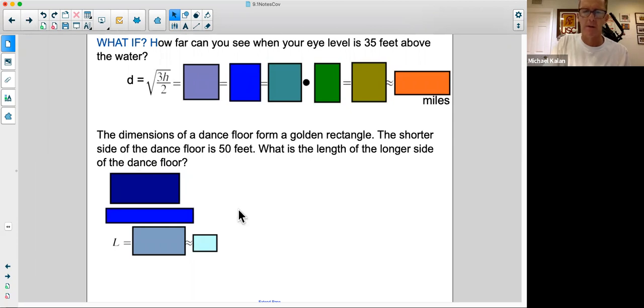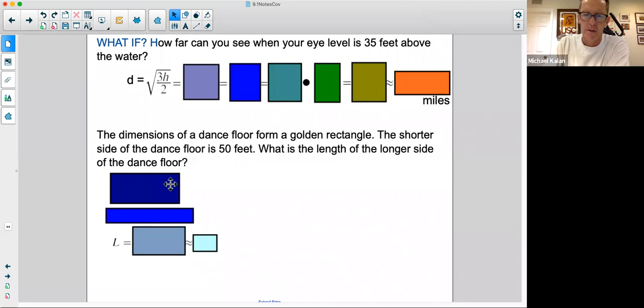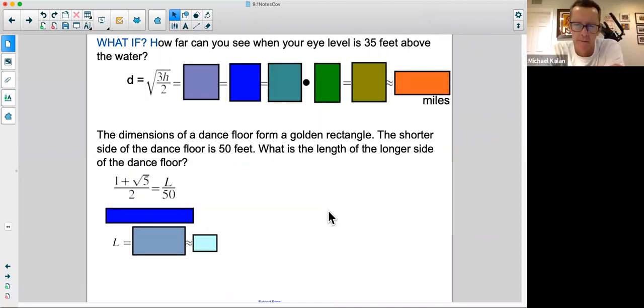All right. So let's do another one similar to that, and then we'll do the top one. So the dimensions of a dance floor form a golden rectangle. The shorter side of the dance floor is 50 feet. What's the length of the longer side? So think about how you'd want to set that up. There's the golden ratio, right? Right there. So hopefully you said like that. And we need to solve for L, right?